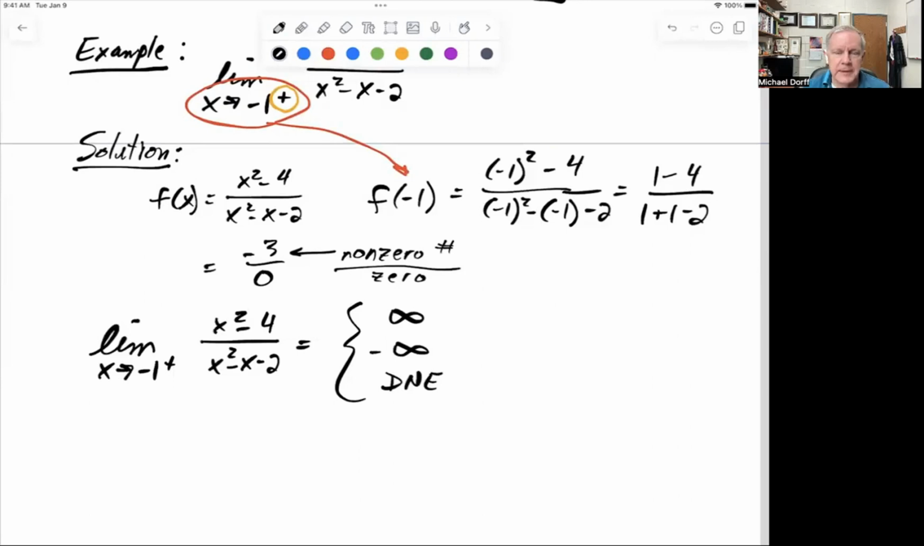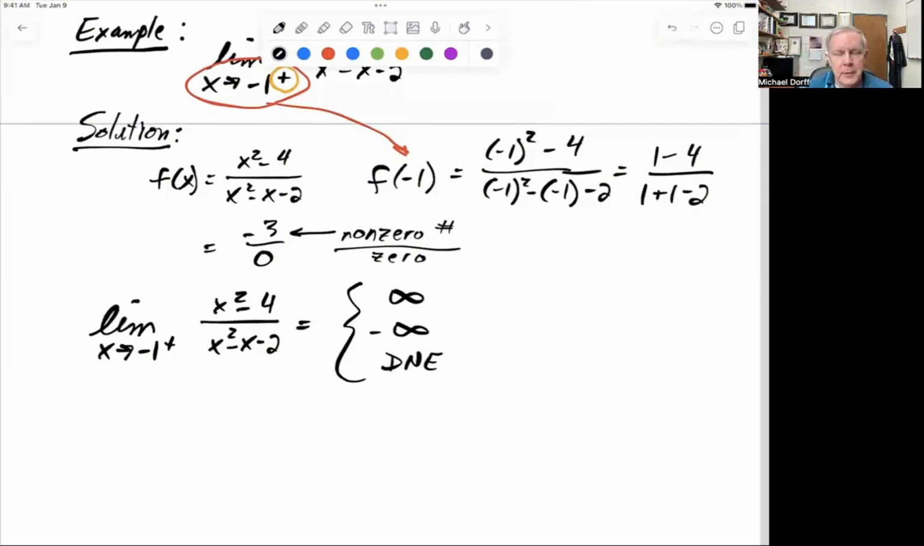So if it turns out that the top is positive and the bottom is positive, then I get a positive value, and so I'm going to get positive infinity. So I just need to figure out what the sign is for my function. To do that, I'm approaching negative 1 from the right, so it's the numbers that are a little bit larger than negative 1. So let's take 0. If I just look at f of 0, then I'm going to get 0 minus 4 over 0 minus 0 minus 2. That's going to give me negative 4 over negative 2, which, it doesn't matter what the number is, is going to be a positive number.